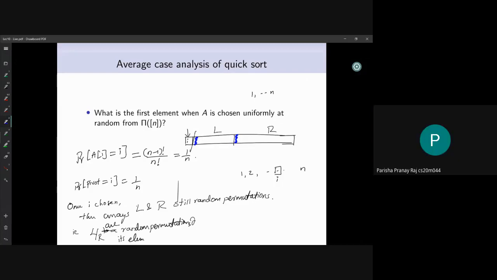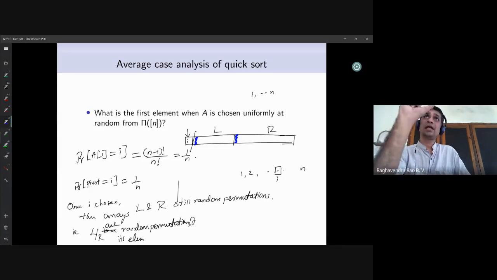Sir, can we think of this way? When you say L and R are still random, if we consider the elements of L only, can we think like this? The chance of getting the whole permuted array is the same as the chance of getting only the elements of L when they are like the permutation in the entire array. If you pick only the elements of L, the chance of getting the permutation which is there in the elements of L in this array is the same as their relative position in the original array. Yes, their relative position.